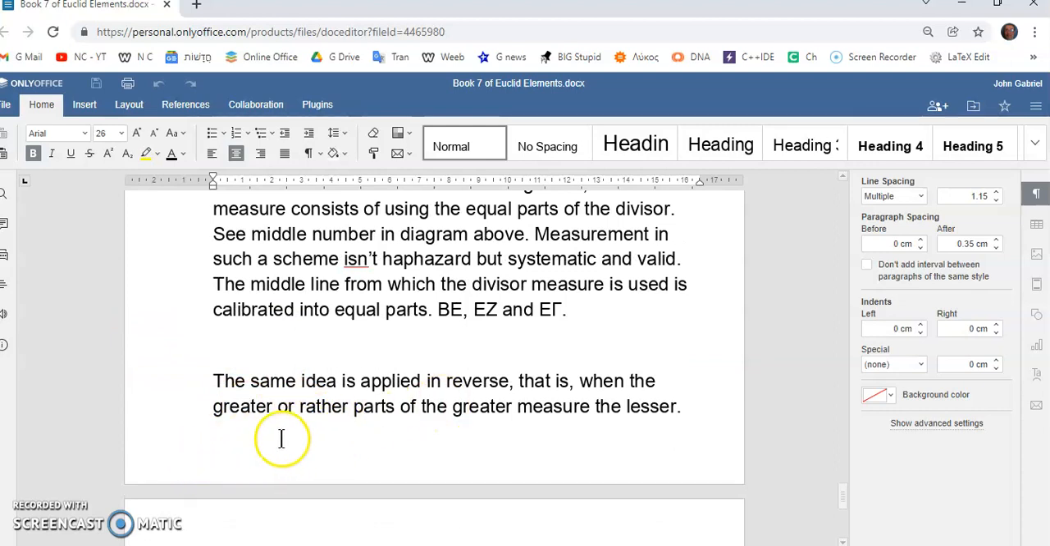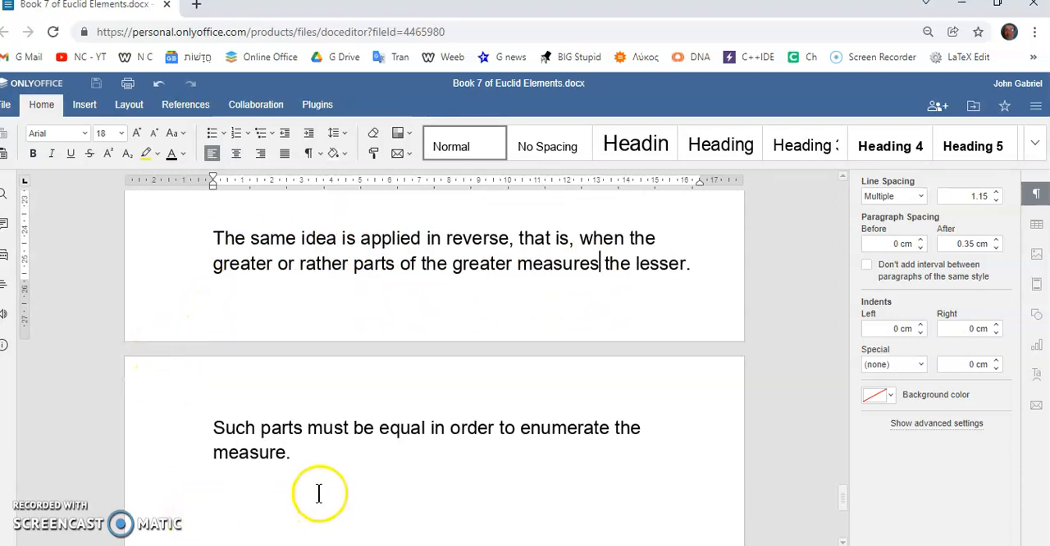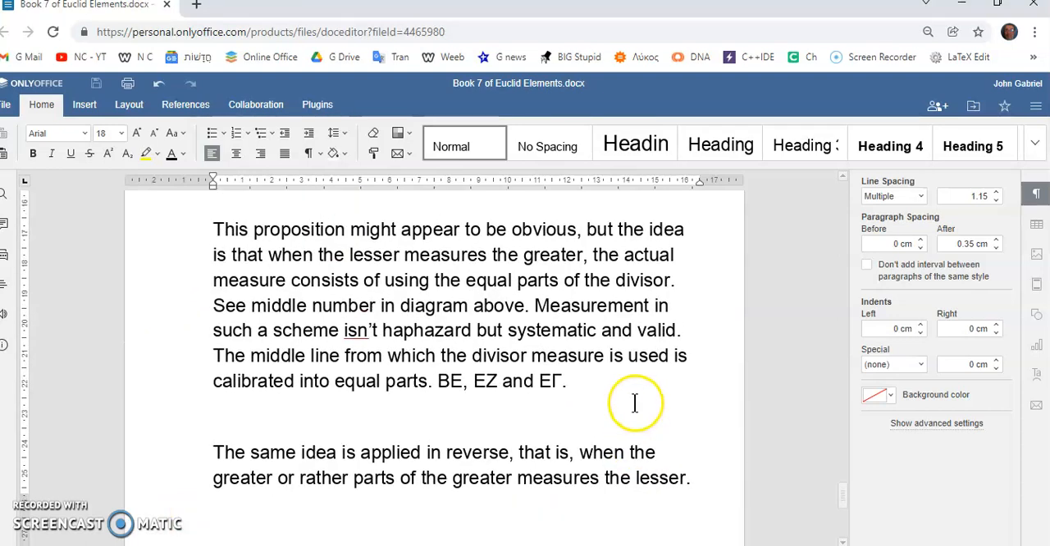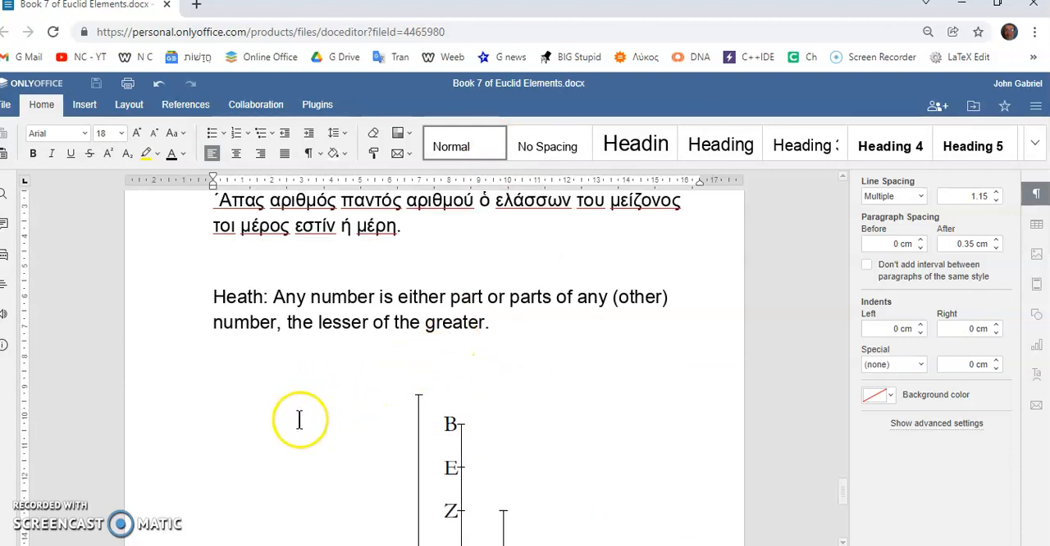That is, when the greater, or rather parts of the greater measures the lesser, okay? And I think we need an S here. Okay, and such parts must be equal in order to enumerate the measure. So how can you have a measure if these parts here are not equal, right? Now remember, I've told you in previous videos that if you come across something like this, you should always look for the text where it says, I say, comma, and what follows I say makes it clearer what Euclid is actually stating in the proposition.